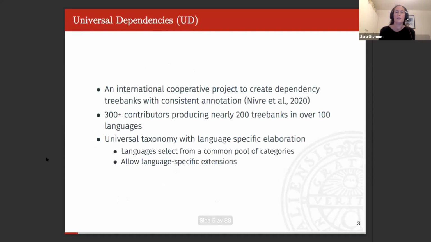When you do dependency parsing, it's quite natural to use the Universal Dependencies treebanks, which is a large collection of treebanks. Currently there are nearly 200 treebanks in over 100 languages. The nice thing about UD is that there are guidelines that are harmonized across languages. So there's a universal taxonomy where languages can select from a common pool of categories. It's also possible for languages to have language-specific extensions. There are, of course, a lot of people involved in creating all these treebanks, hundreds of contributors at the moment.